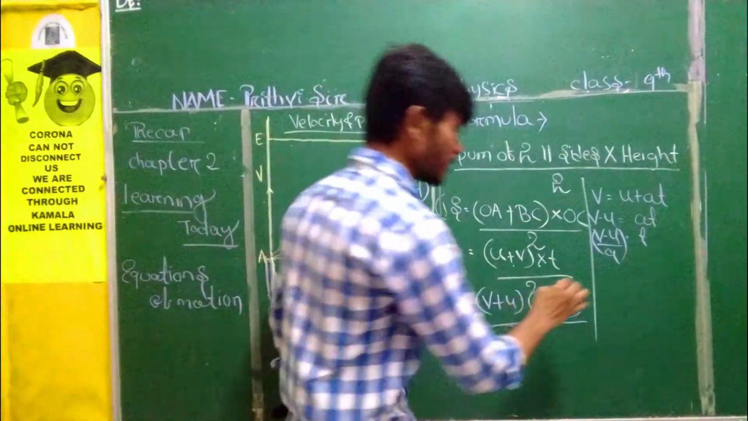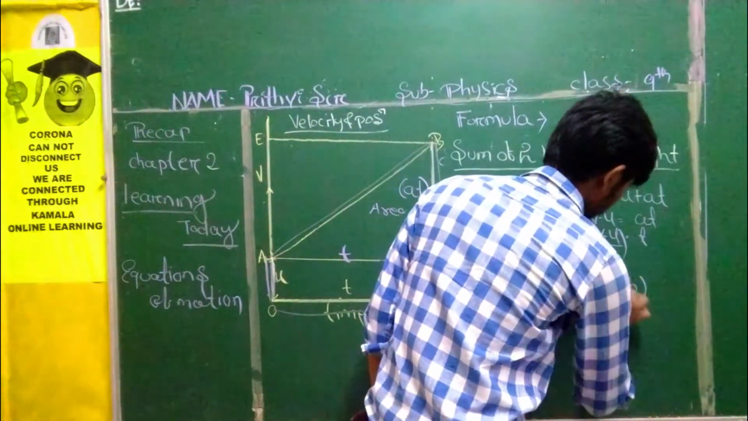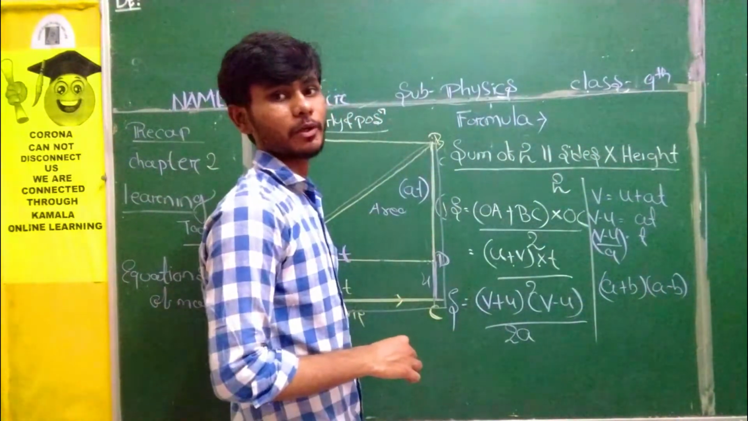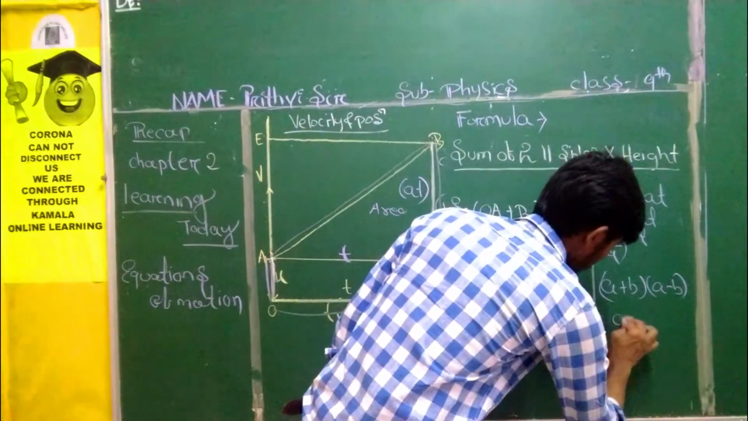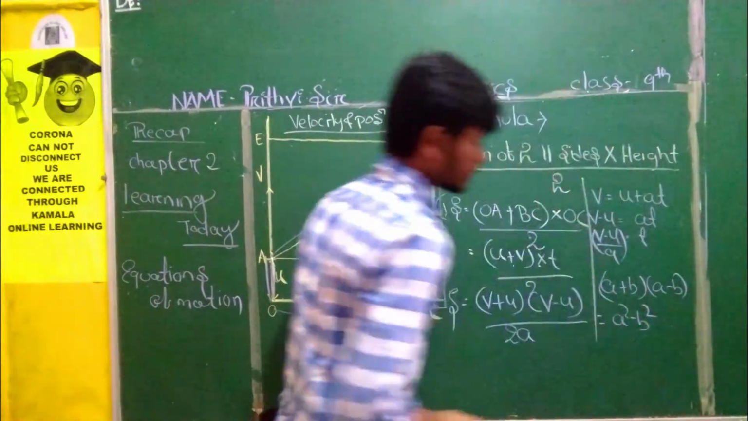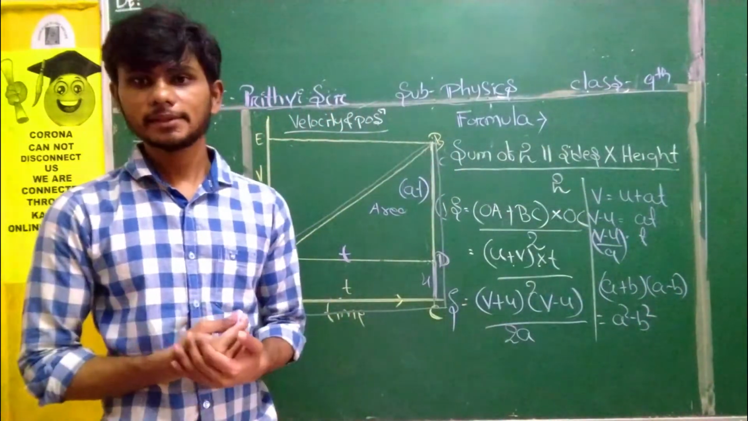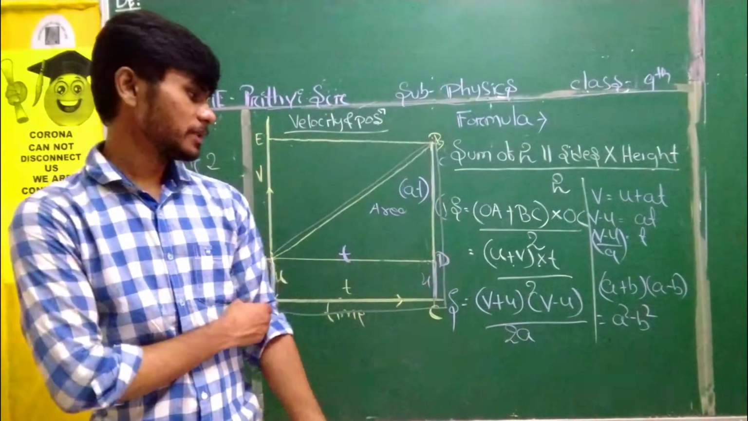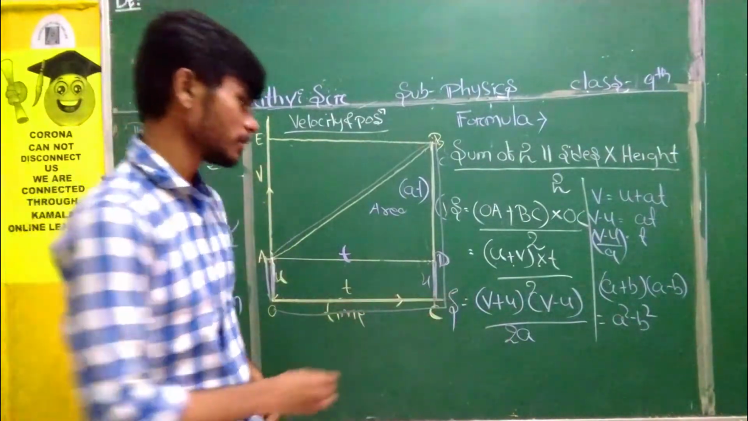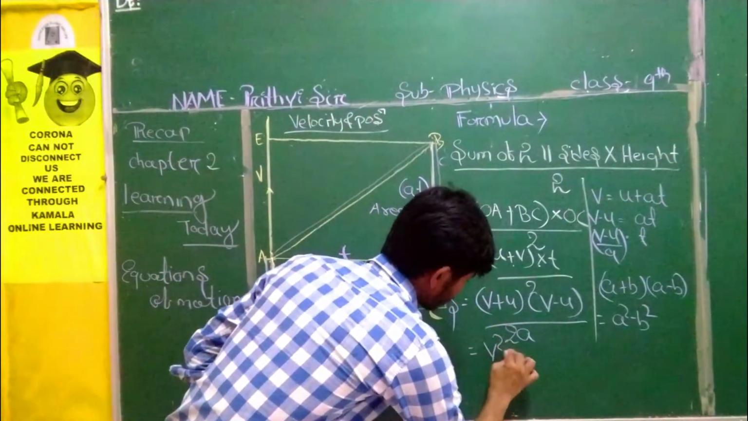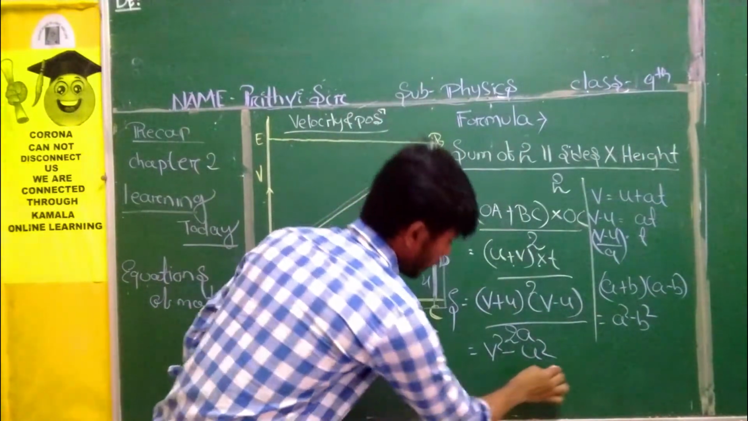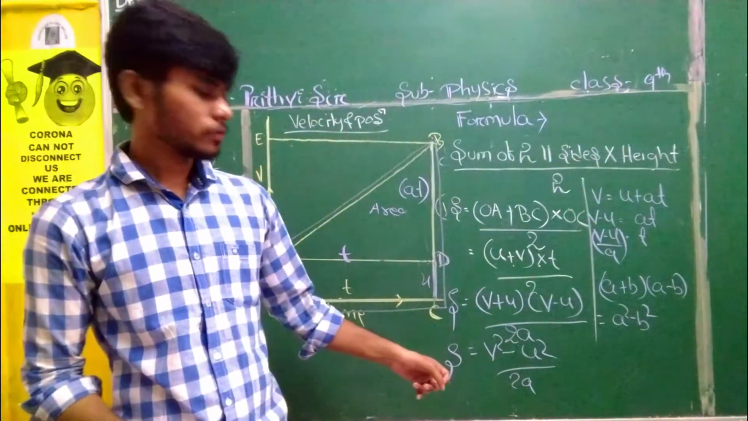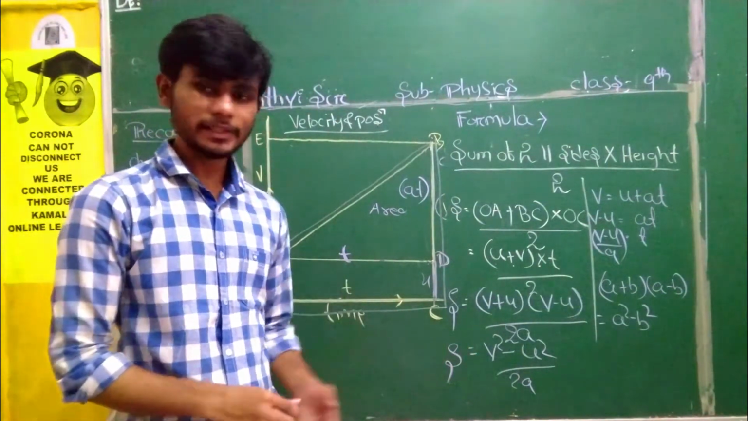This is the formula (a plus b) into (a minus b), or not? What do you mean by (a plus b) into (a minus b)? (a plus b) into (a minus b) is equal to a square minus b square. So a square minus b square is equal to (a plus b) into (a minus b). So here a square minus b square means (V square minus U square) by 2A is equal to S.